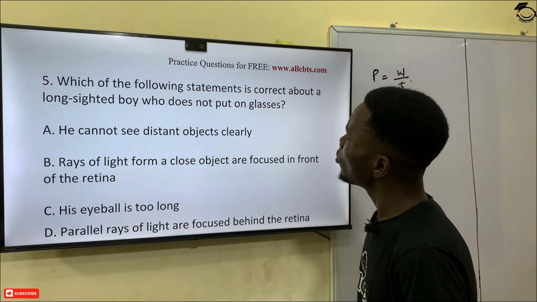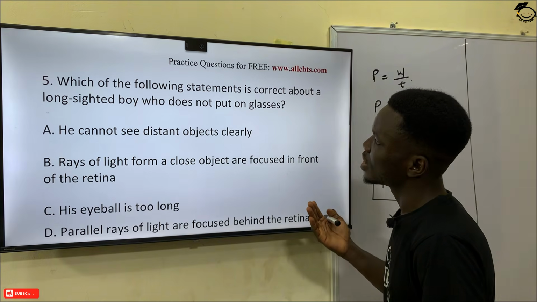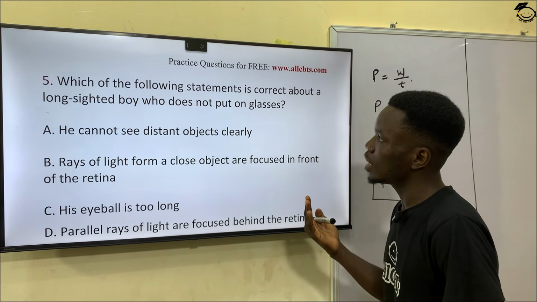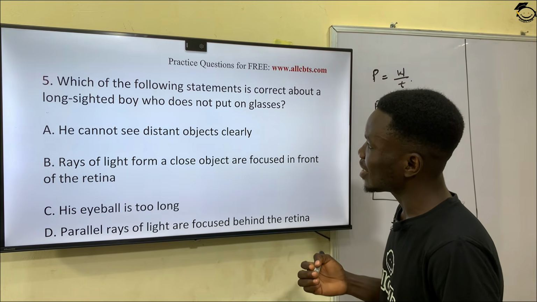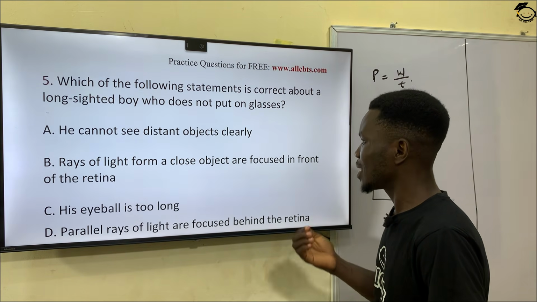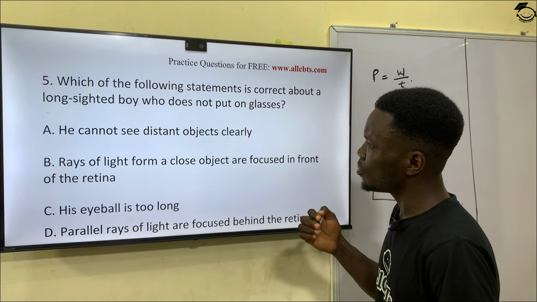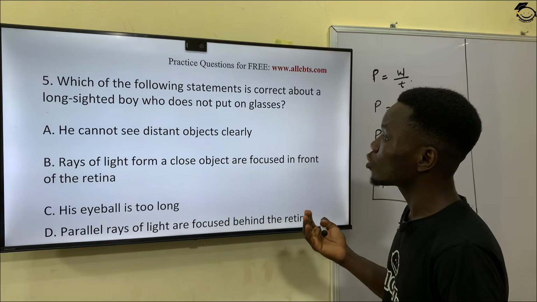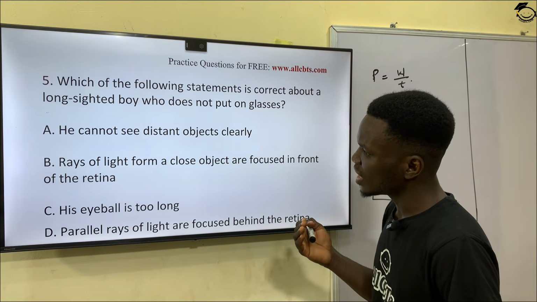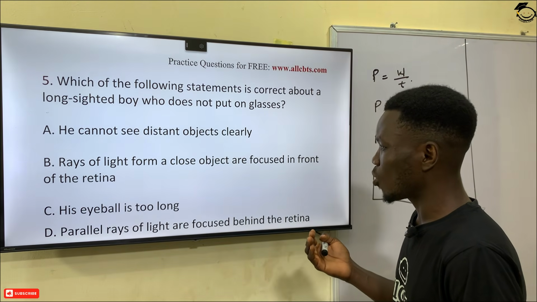We say, which of the following statements is correct about a long-sighted boy who does not put on glasses? Option A says he cannot see distant objects clearly. Option B says the rays of light from a close object are focused in front of the retina. Option C says his eyeball is too long.